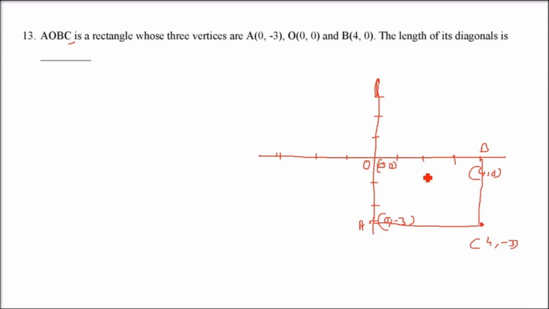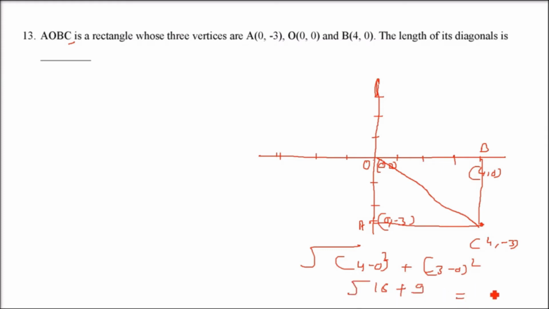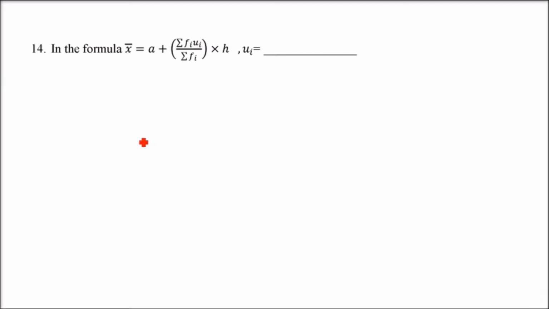And what is the length of the diagonal? There will be two diagonals, and they will be equal. So from 0, 0 to 4, minus 3, you have to find the distance. It will be the square root of (4 minus 0) whole square plus (minus 3 minus 0) whole square. 4 fours are 16 and 3 threes are 9, so 16 plus 9 is 25 under root, and that is going to be 5. Actually it should be plus minus 5, but the length is 5.